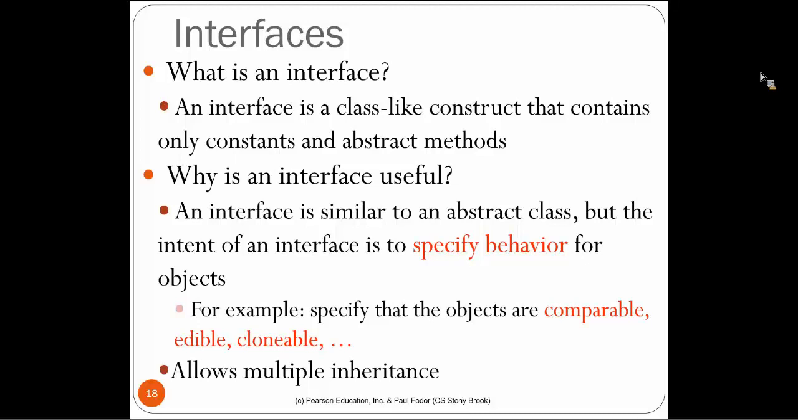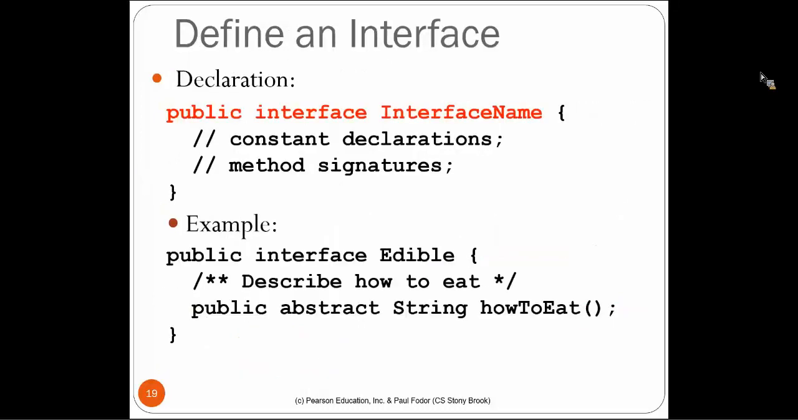So why is it useful? Because it's like an abstract class. It specifies the intent that some behavior must be implemented by the objects that implement these interfaces. For instance, we can specify that only certain objects, certain subclasses, are comparable or addable or clonable and so on. So interfaces allow multiple inheritance in Java. Without interfaces, you would only have single inheritance.